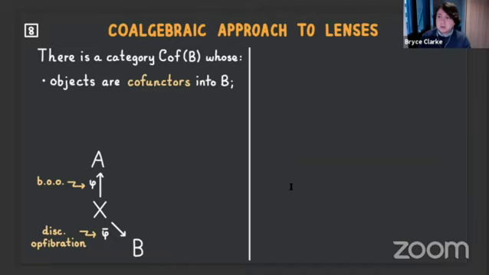And so finally, I want to tell you about the co-algebraic approach to lenses. And again, this has close ties with the algebraic approach, as we'll see. And so what's it co-algebraic over? Well, it's co-algebraic over this category Cof of B.